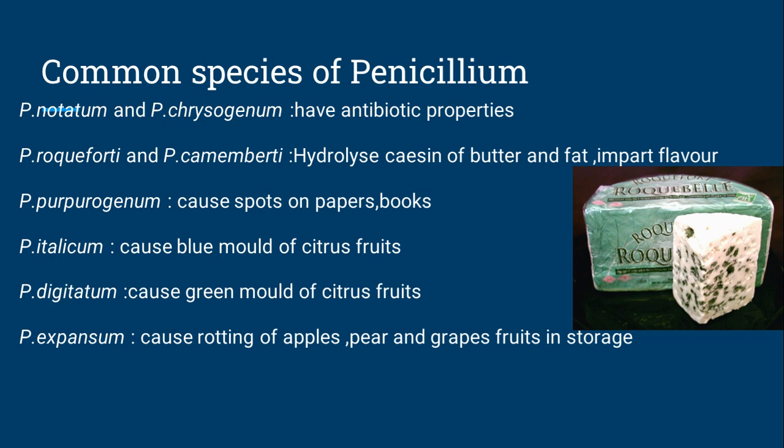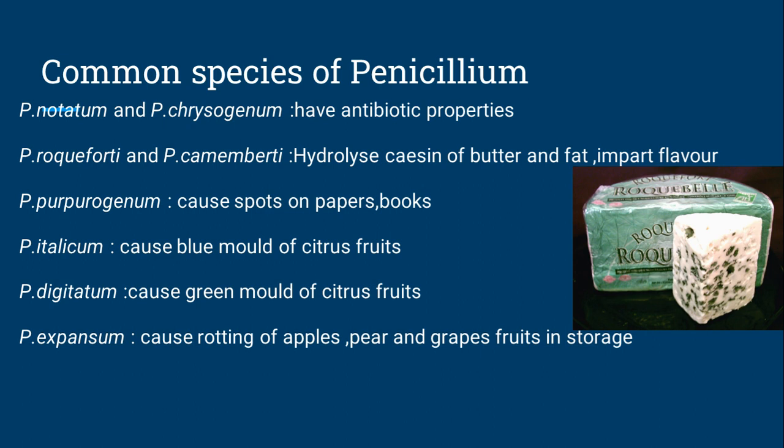And here these two species, Penicillium italicum and Penicillium digitatum, are responsible for the spoilage of citrus fruits. Penicillium italicum causes blue mold of the citrus fruit because it forms a bluish mycelium growth on the citrus fruit. Penicillium digitatum is also called green mold of the citrus fruit because it forms a greenish mycelium fur on the citrus fruits.